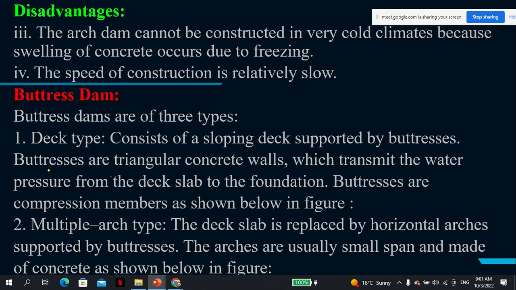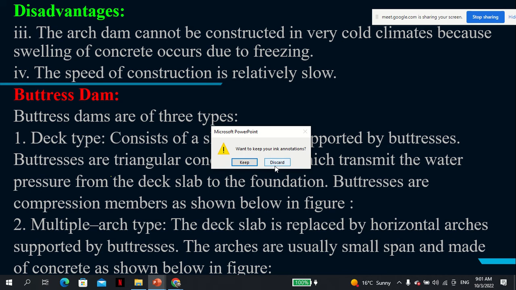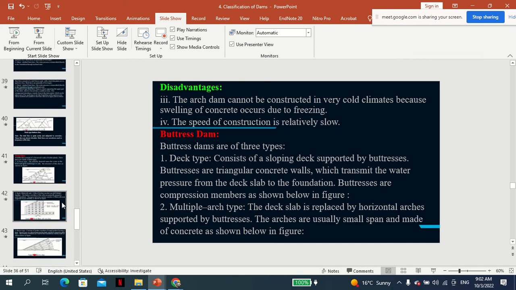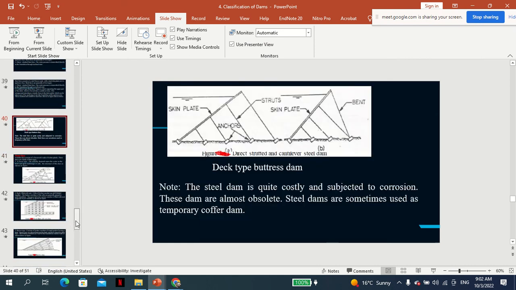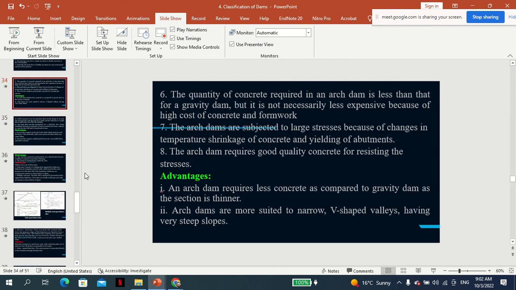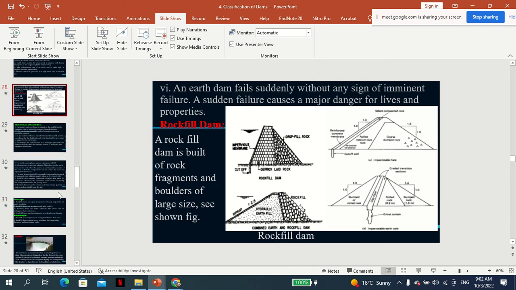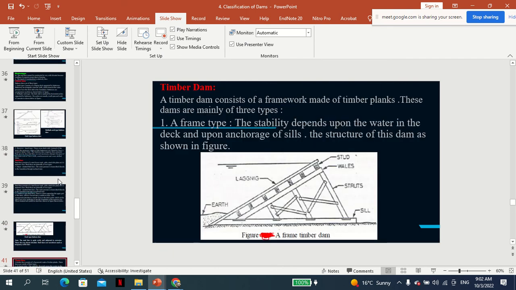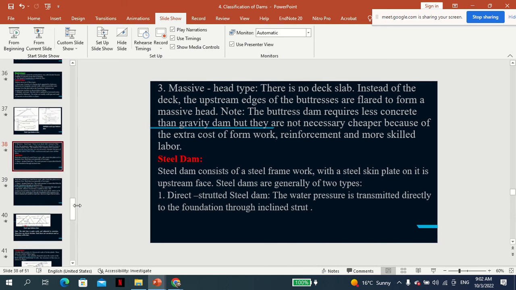And then we have buttress dams are of different kinds, deck type. Let me see how many. Actually, I have another appointment. Discard. Let me see what is outstanding. Yeah, I think we can finish this. That's not a lot. Okay, let's. Yeah, I think we can finish this.